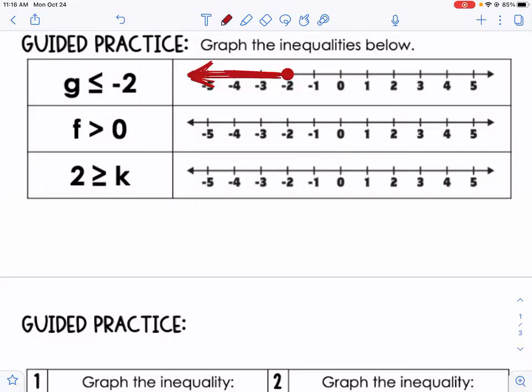Okay. F is greater than 0. Ariana, open circle or closed circle at 0? Since we don't have that line, we're going to have an open circle. Now we need to decide which way to shade. So F is greater than 0. We want to shade numbers that are greater than. Brady, which way do I shade? Right or left? Brady says right. Kinley, why right?